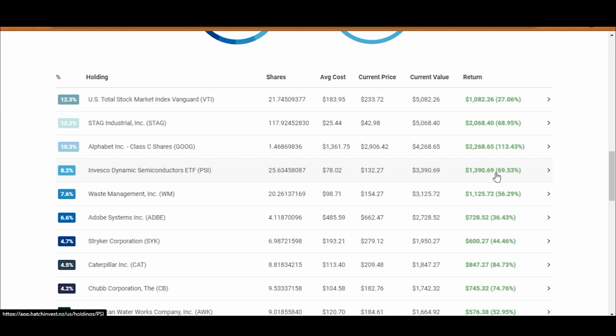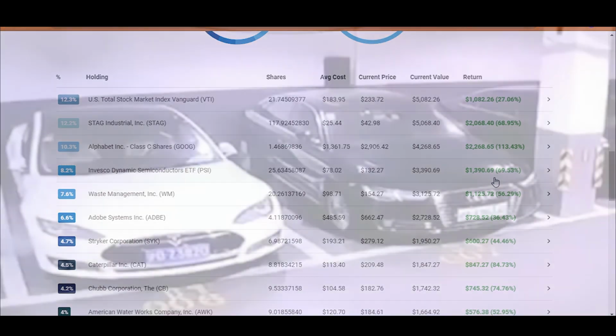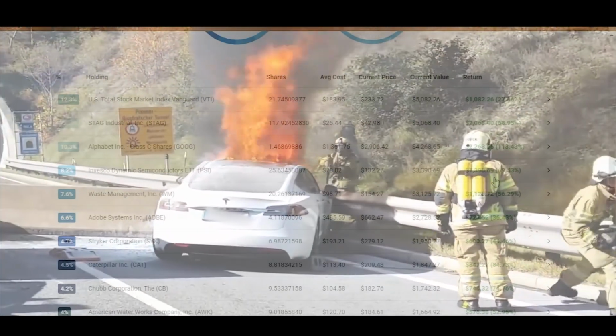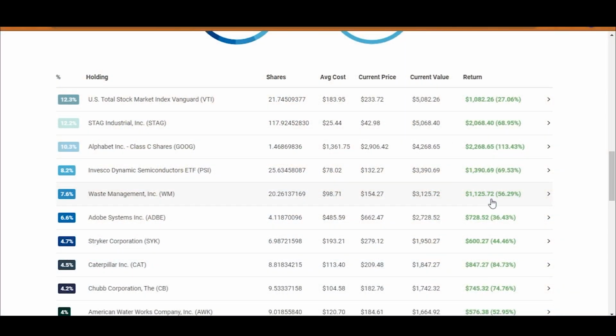Next, banks done. We have an ETF for semiconductors. I bought into that because computers will always be around and we need semiconductors for all your computing needs. And that includes cars as well, not just your laptop and your desktop that you have at home and work. Waste management is always going to be needed, and that's why I bought into it. Adobe, I'm a big fan of the company for many reasons. I'll make another video about that later.